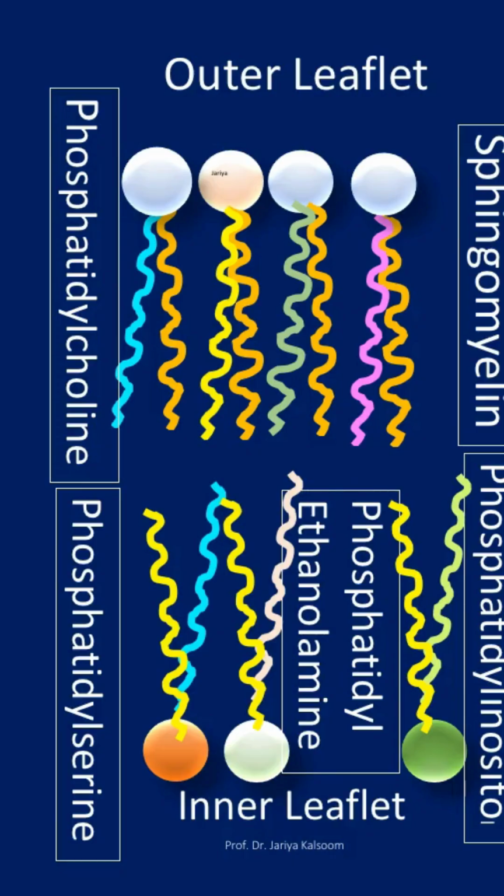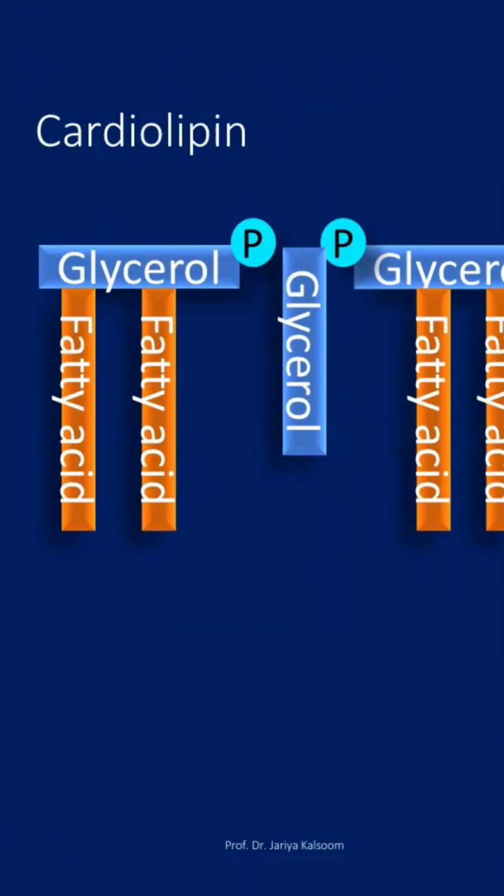Now let's talk about cardiolipin. Cardiolipin is basically two phosphatidic acid molecules joined by a glycerol bridge. And where do you find it? Almost exclusively in the inner mitochondrial membrane, which immediately tells you how critical it is for mitochondrial function and oxidative phosphorylation. Moving on to plasmalogens.